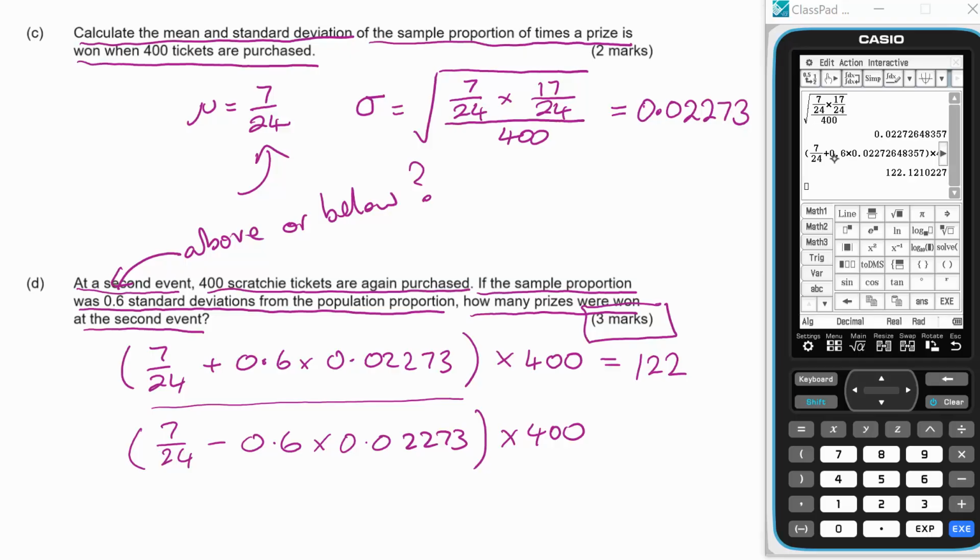And then of course, I need the situation where it was 0.6 standard deviations below. Which is quite easy to do. We'll just go and edit this one. So we'll just change that plus there to a minus. And that gives me 111.